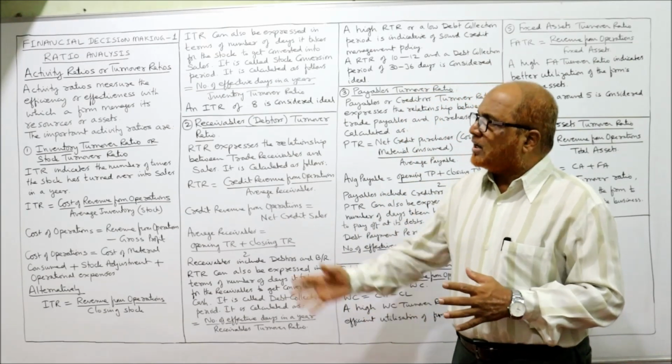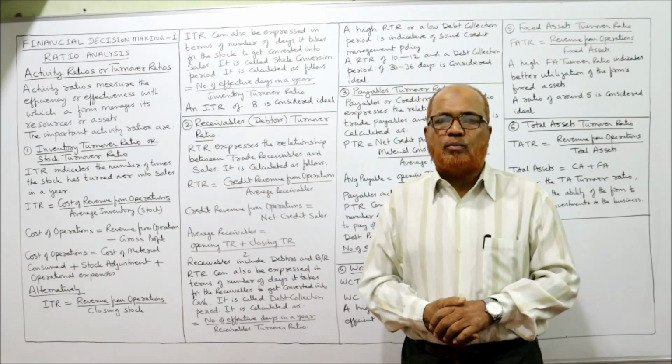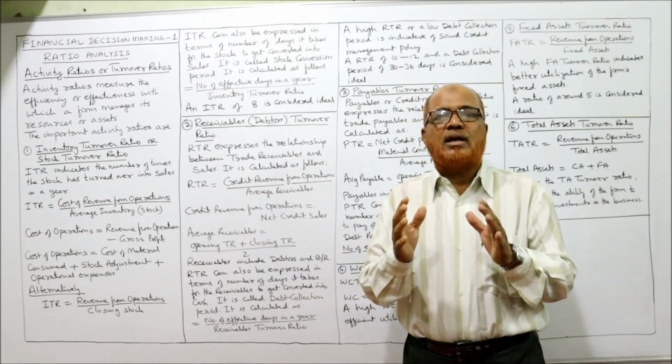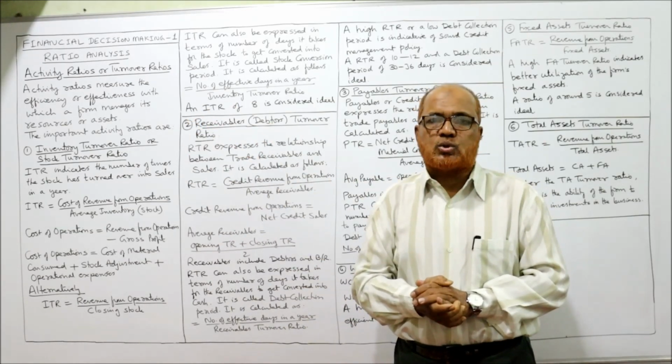Now, before starting these activity ratios, take a screenshot of the points which I have written on the board. Then I'll explain all the ratios which come under the category of activity or turnover ratios.